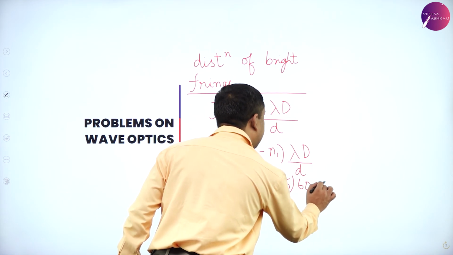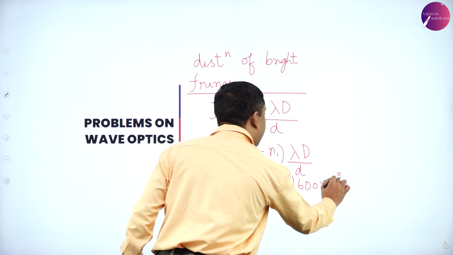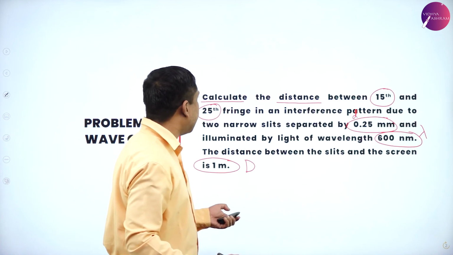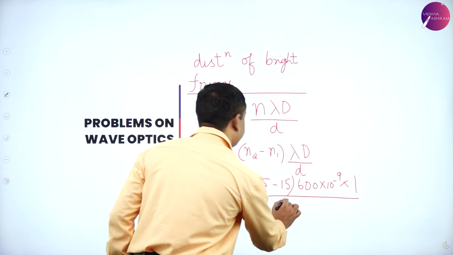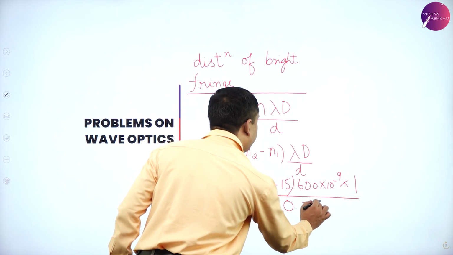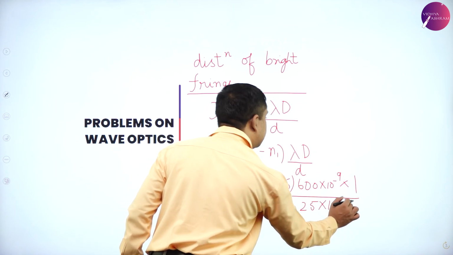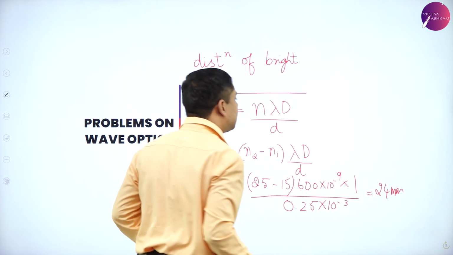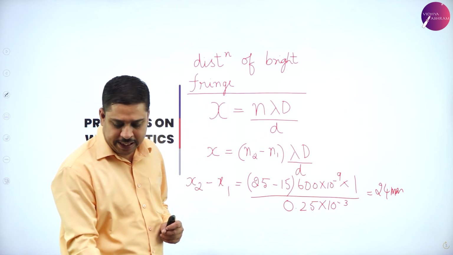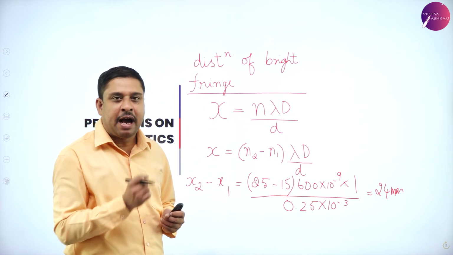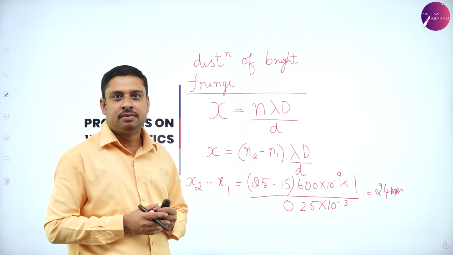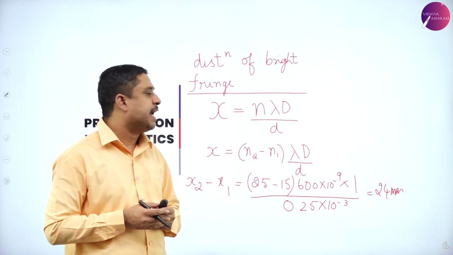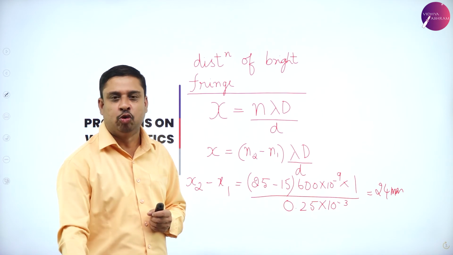Lambda is 600 into 10 power minus 9. D is 1 and small d is 0.25 into 10 power minus 3. So when you simplify, we nearly get it around 24 millimeters. So if I access the problem with just some relevant concepts, very easily I am arriving at the solutions.